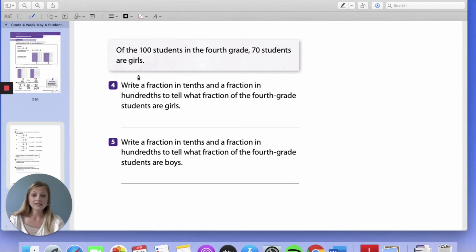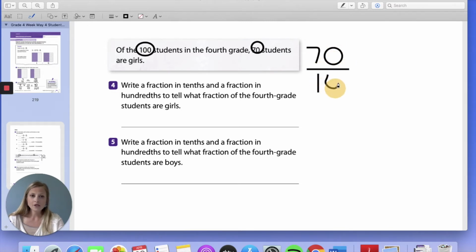70 students are girls. Now, I'm going to think, what do I know and what do I not know? I know that there are 100 students in the 4th grade. And I also know that 70 of those students are girls. So right away, if I were to write that as a fraction to represent how many girls there are, I know that it would be 70 over 100, and I'm just going to put G for girls.